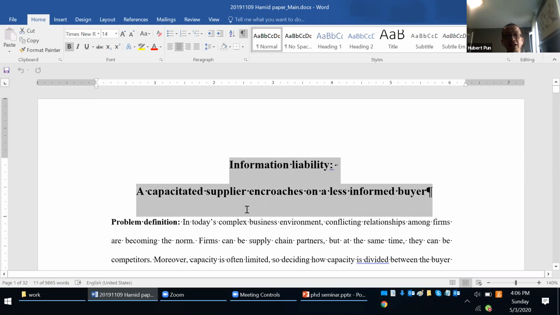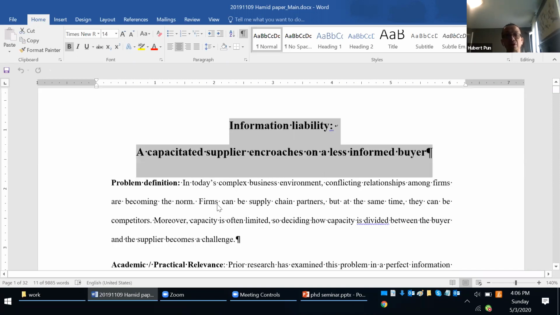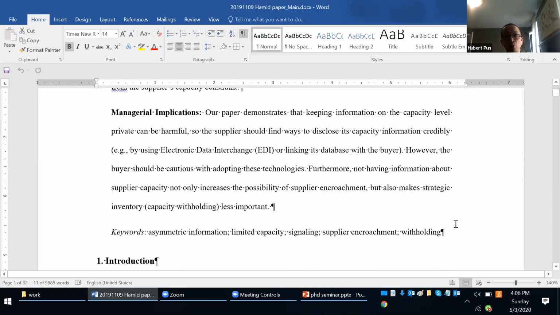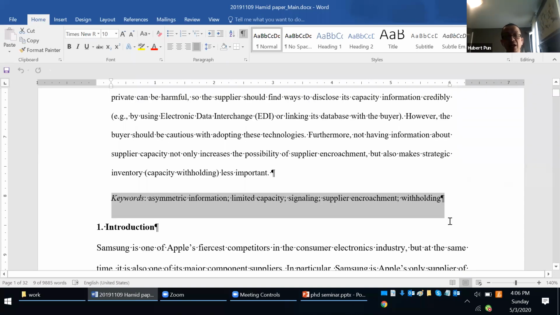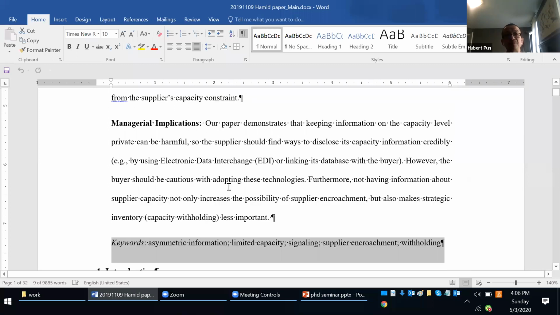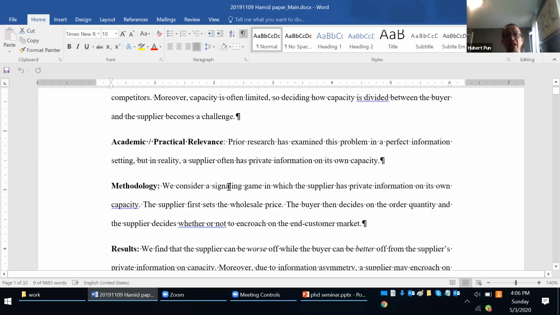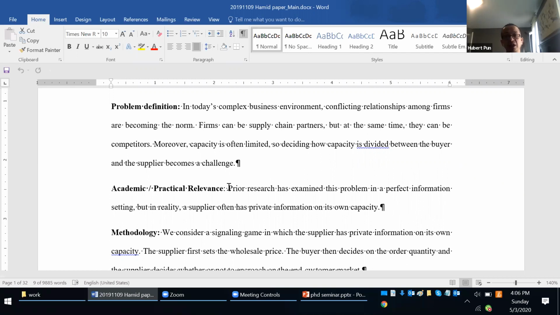Usually when someone reads your paper, the first thing they read is the title, and the second thing they read is the keyword. By reading these two, they would have a good idea what you want to do. The third thing they read is the abstract. By reading the abstract, that person has made up their mind about whether they like your paper or dislike it.